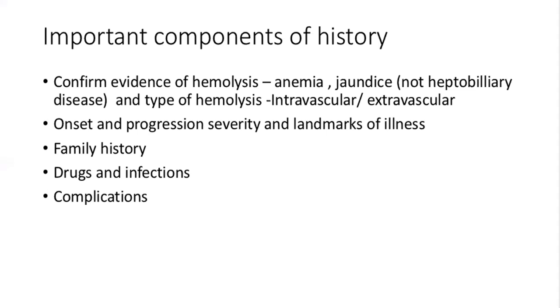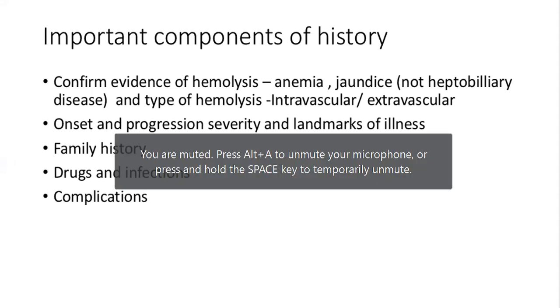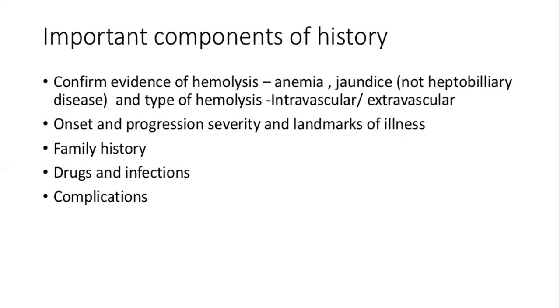Then family history, drugs and infections, and possible complications. Those are the 5 components most important in a patient's history when hemolysis is suspected. Very, very important. So those are the important things.